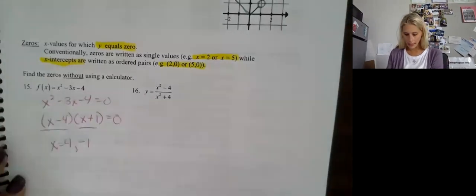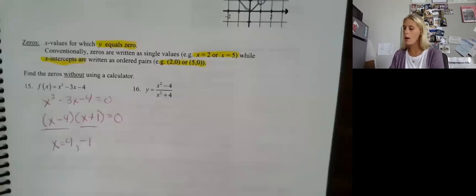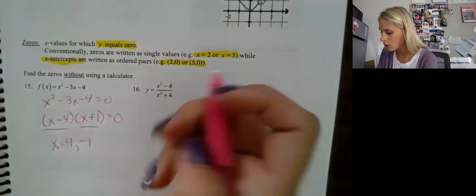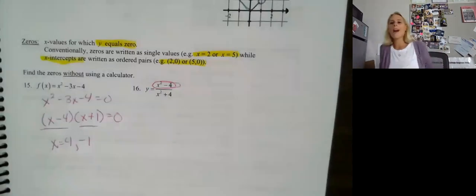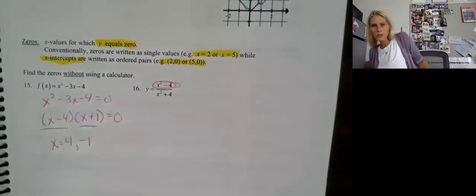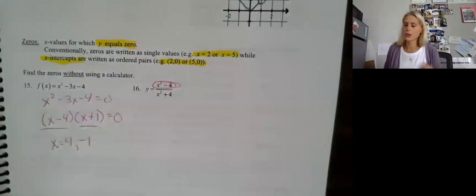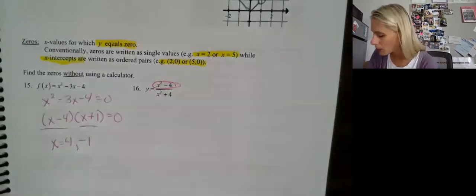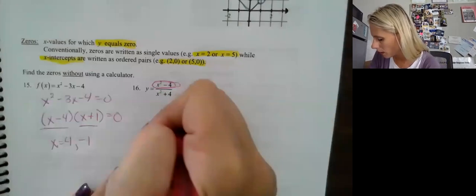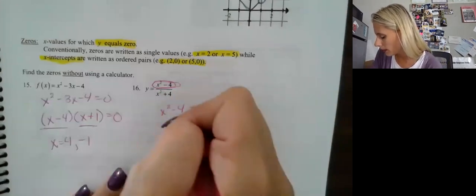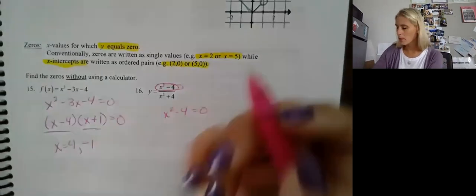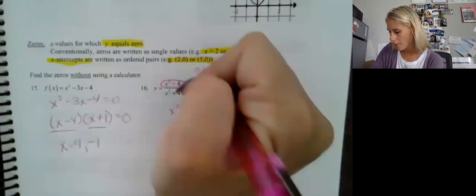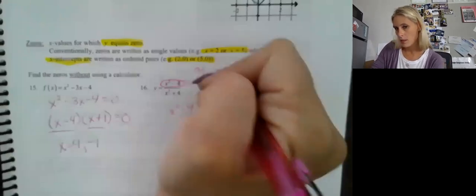For 16, when we want to know what makes it 0, when we want to look at the zeros, we only look at the numerator. If you looked at the denominator, you're not finding zeros, you're finding the asymptotes. So we're going to look at the numerator. So we're just setting the numerator equal to 0. Okay, so just remember 0 over any number equals 0. So that's why.